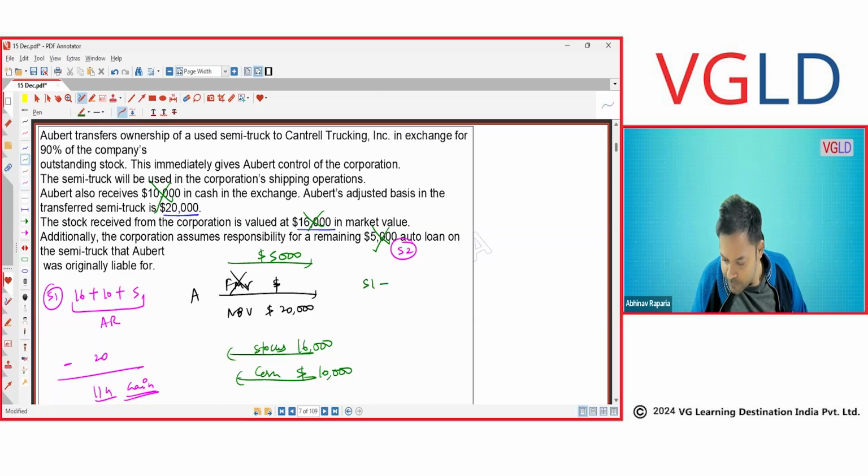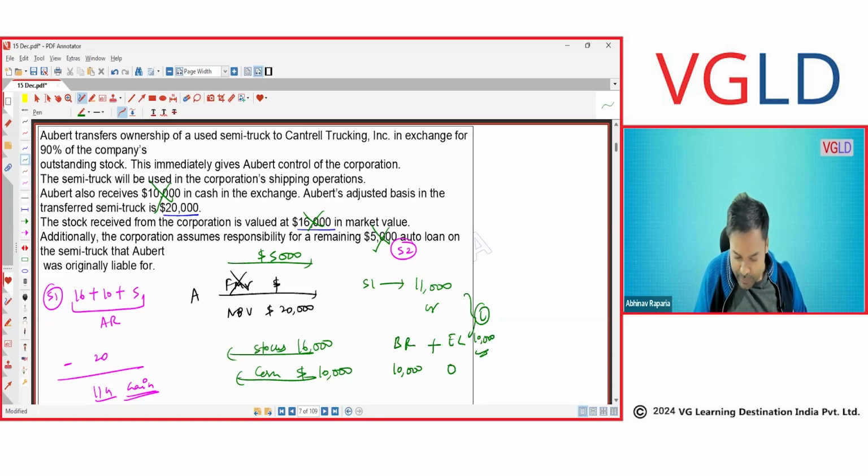Step number one, which is 11,000. Do I have the boot received? Yes, 10,000. Do I have the excess liability? No, 0. Whichever is lower, lower is 10. Good. So 11,000, 10,000. I hope it is okay.